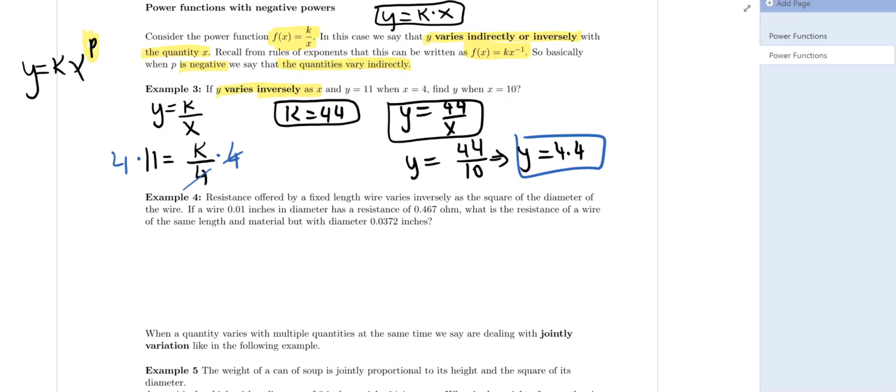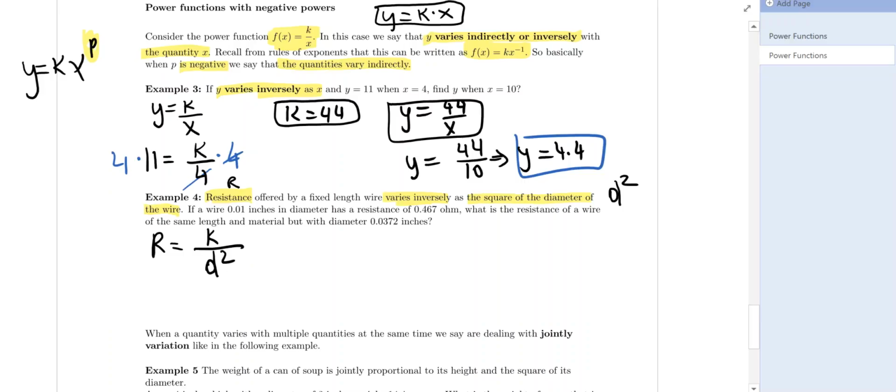Resistance offered by a fixed length wire varies inversely as the square of the diameter of the wire. So let's give these variable names. Let's call the resistance R, and the diameter of the wire, the square of it means d squared. As soon as you read this, write down the formula. Varies inversely means that you have R equals k divided by d squared, because the resistance varies inversely with the square of the diameter.